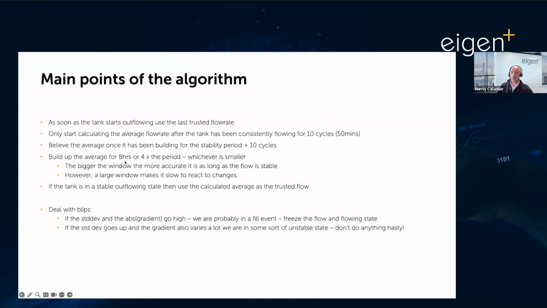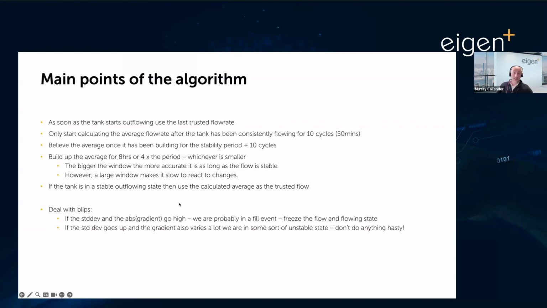We build up the average for 8 hours or 4 times the stability period. The reason is 8 hours should be enough to have a decent change in level, but we originally were thinking, let's keep building up the average forever. But that means we don't see changes in flow. So we now have a sliding window that goes up to a maximum of 8 hours. The bigger the window, obviously, the slower we are. And we've got ways of dealing with blips.